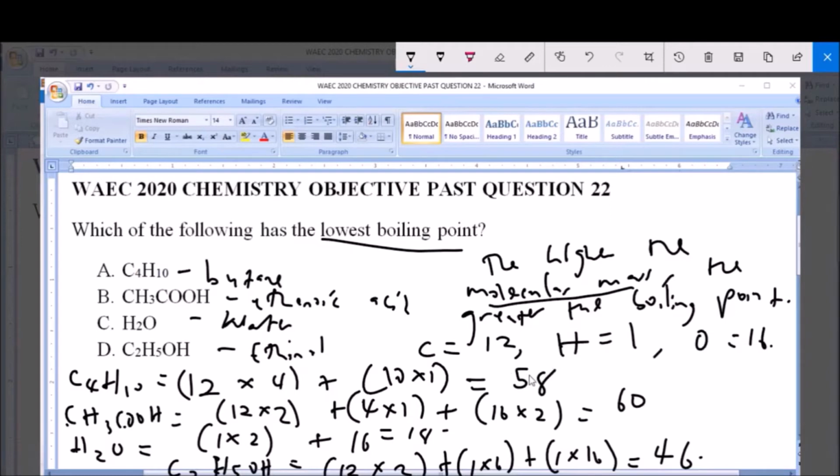So looking at each of the answers given to us, water, option C, has the lowest molecular mass, and as it has the lowest molecular mass, it means it has the lowest boiling point. So option C, water, H2O, is the correct answer to this question.